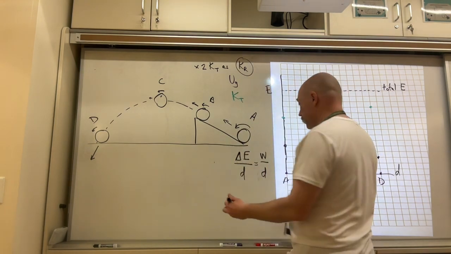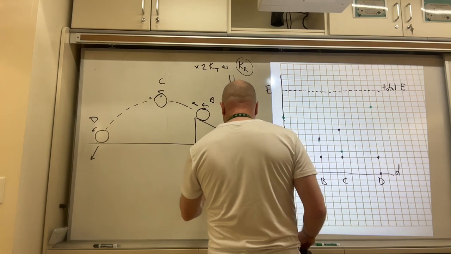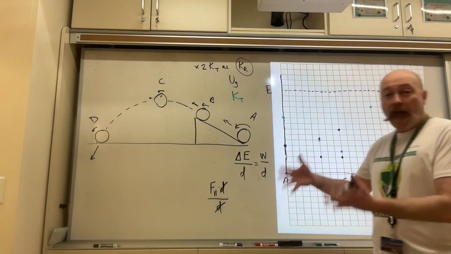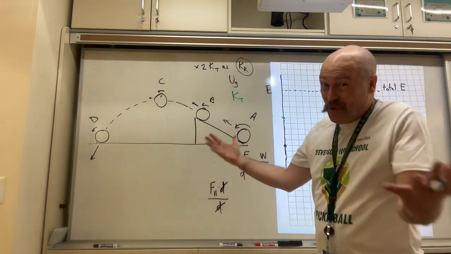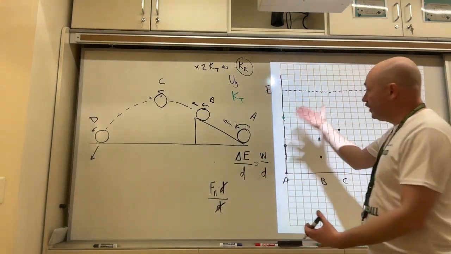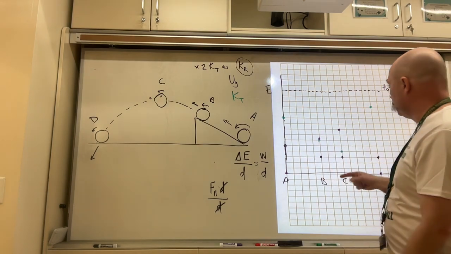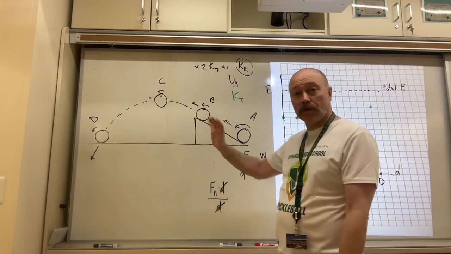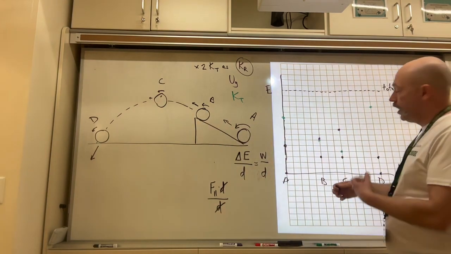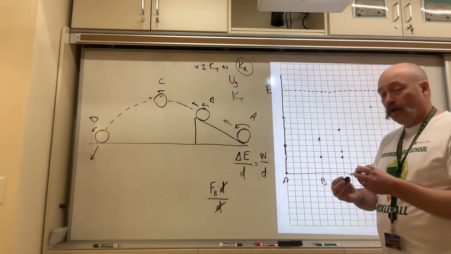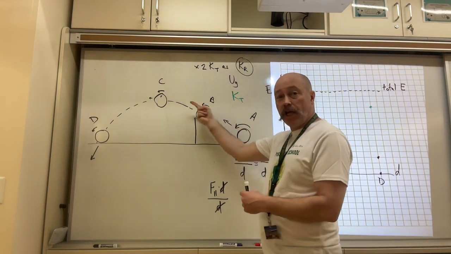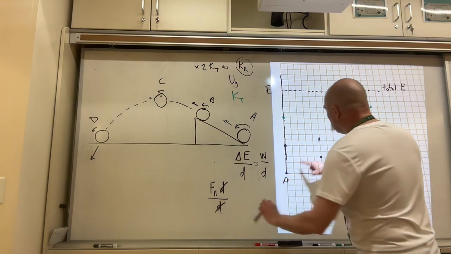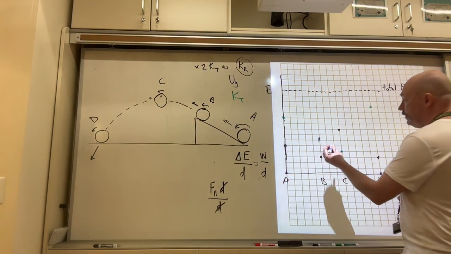And then hopefully we're smart enough to realize work is the parallel force times d over d, which means my slope has to be the parallel force. Pretty cool. So if we do this, let's talk about this. For UG, what parallel force are we talking about that's going to cause the UG to change? In this case, it's going to be a part of the gravity, but that part of gravity is not going to change on the way up, okay? Which means that the slope for my purple has to be constant.